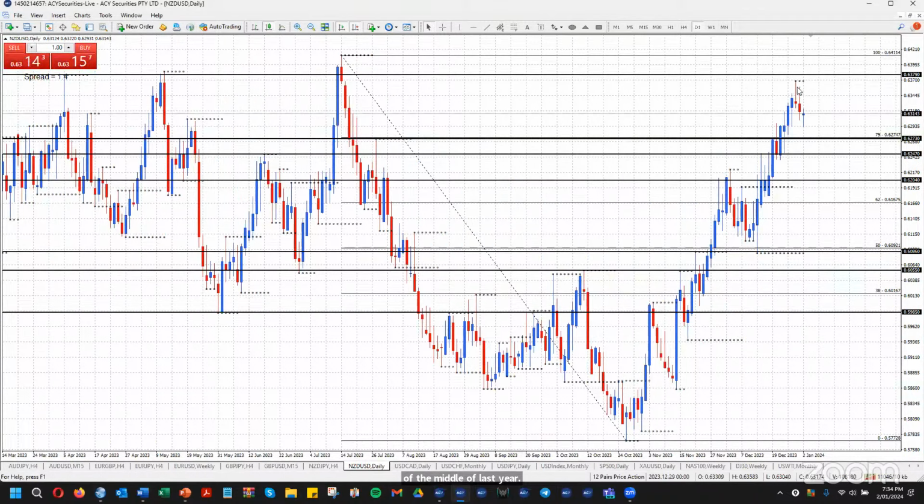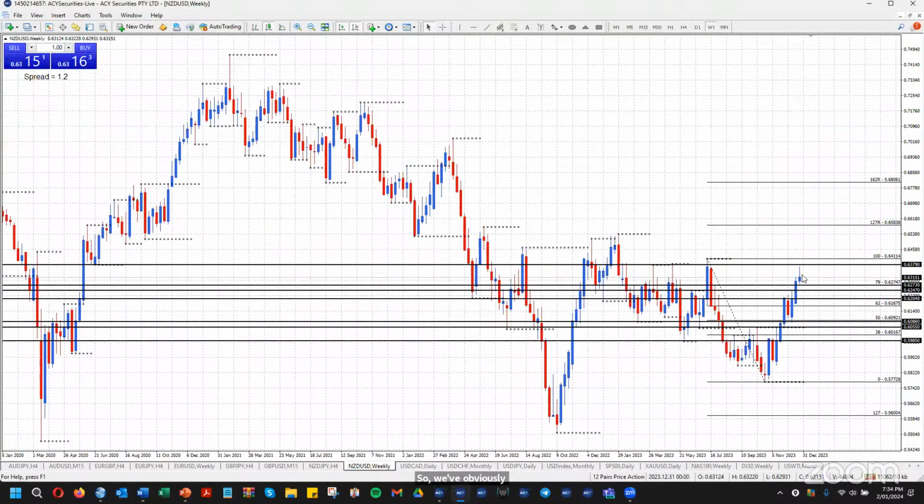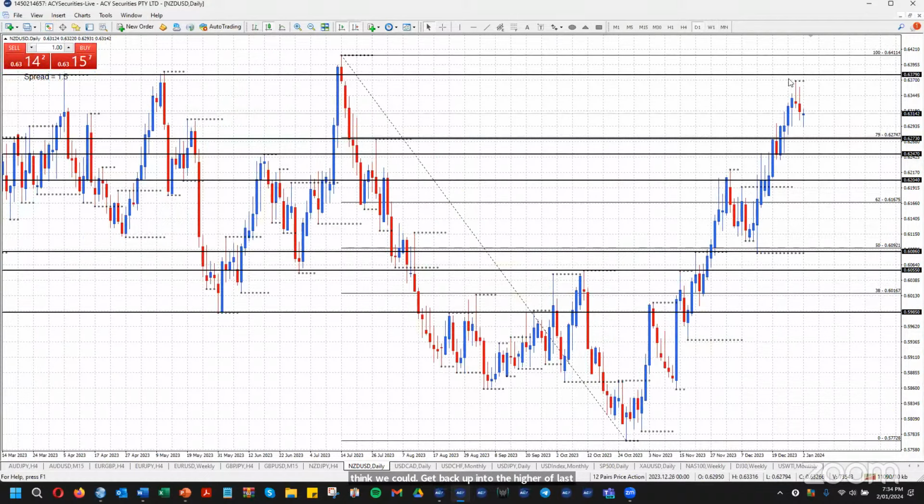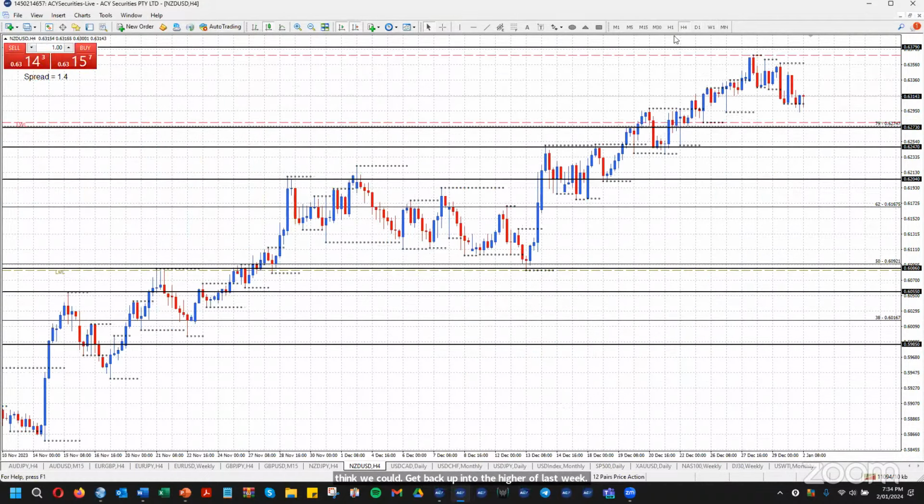So we've obviously rejected, back to the weekly chart, rejection. More than half the candle rejected. So I think we could get back up into the high area of last week. That would be the thing to watch. Can we get back up into the high area of last week?